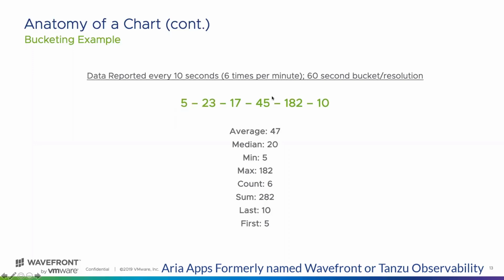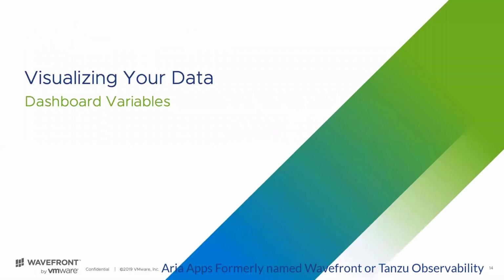You can see how that would work. The average is, of course, you add them all up and divide by 6. The smallest one is 5. The biggest one is 182. The count of them in this case is 6. The first one is 5. The last one is 10. So hopefully that makes sense. And when I go into the product here, I'll point out below the chart where you see this information.